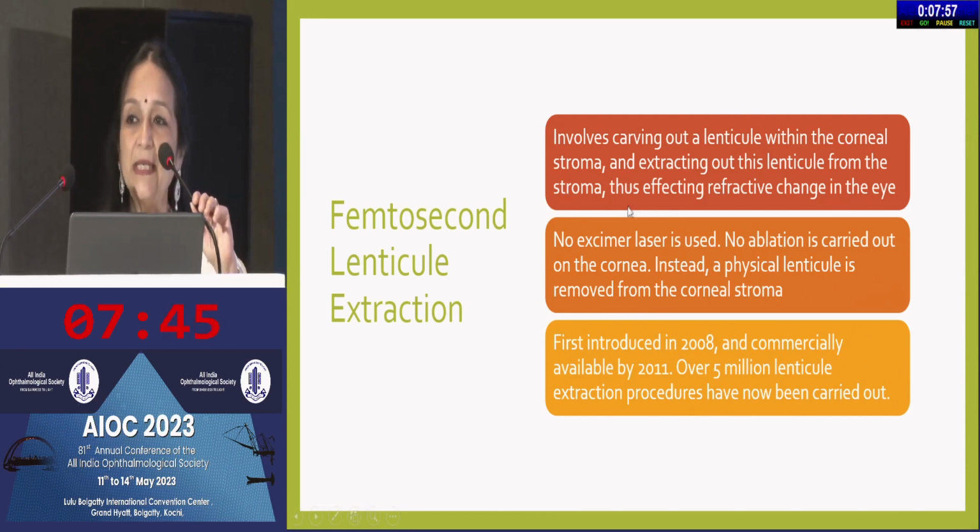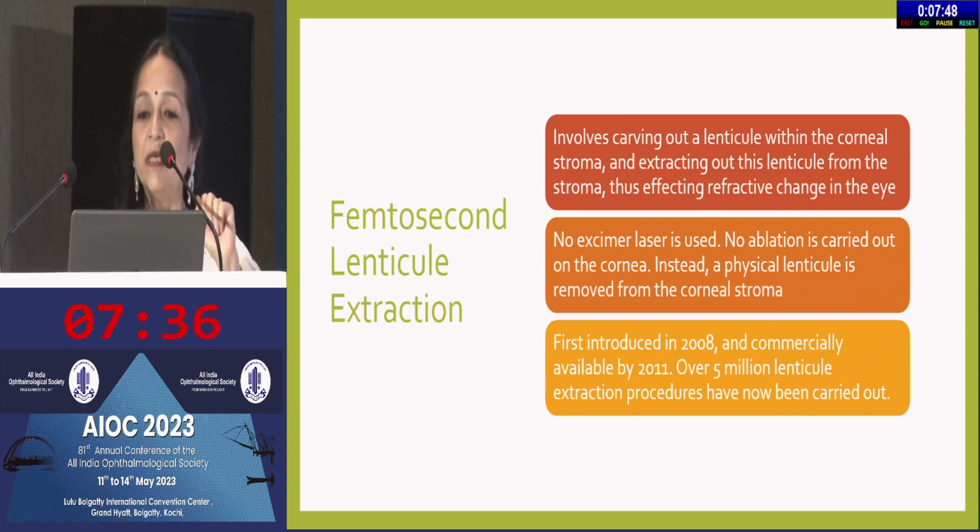For the uninitiated ones, what does the lenticular extraction procedure involve? It involves carving out a lenticule within the central stroma and extracting it out from a very small incision. The lenticule forms the effective refractive change in the eye. So there is no excimer laser use, no ablation carried out. Instead, a physical lenticule is removed, so the intact corneal tissue is removed from the stromal bed.